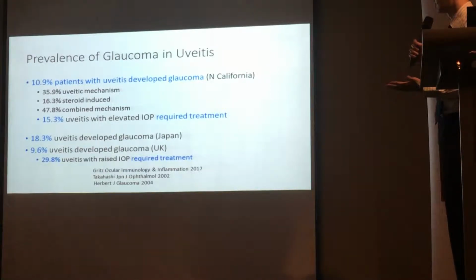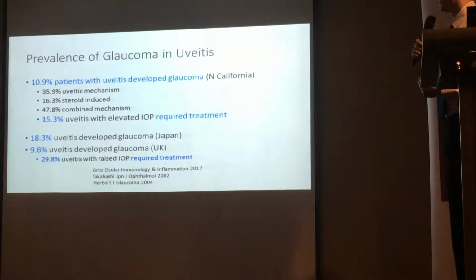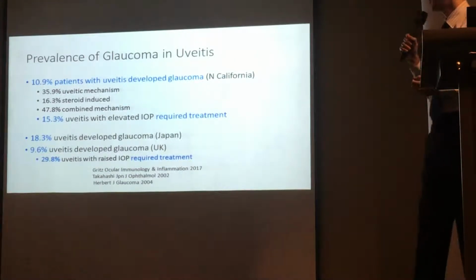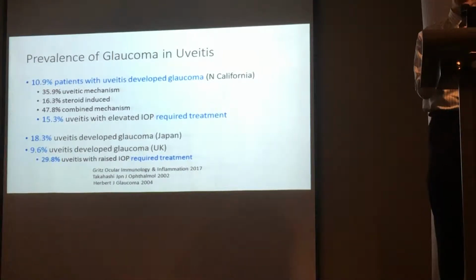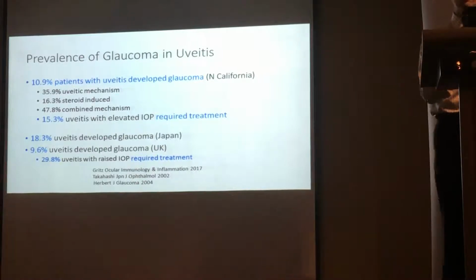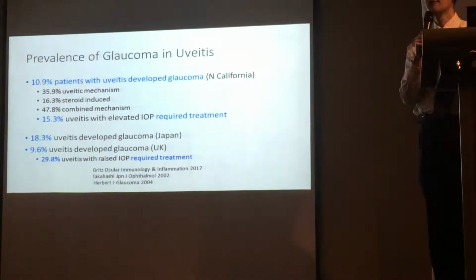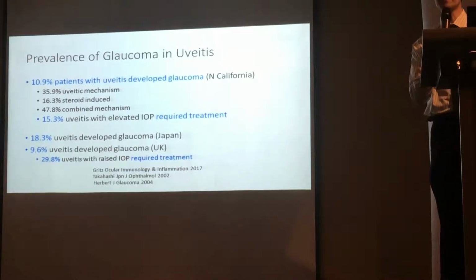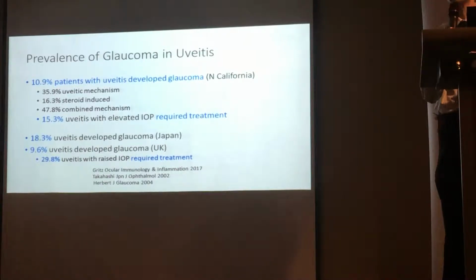What were the mechanisms involved? Just over a third were uveitis alone, 16% were steroid-induced, and almost half of them were actually a combination of these, combined mechanisms, that's what it means. And out of all these, 15% of uveitis patients with elevated IOP required treatment. So while 10% develop glaucoma, 15%, that means an even higher percentage, they don't have glaucoma, but the pressure is high and it needs treatment.